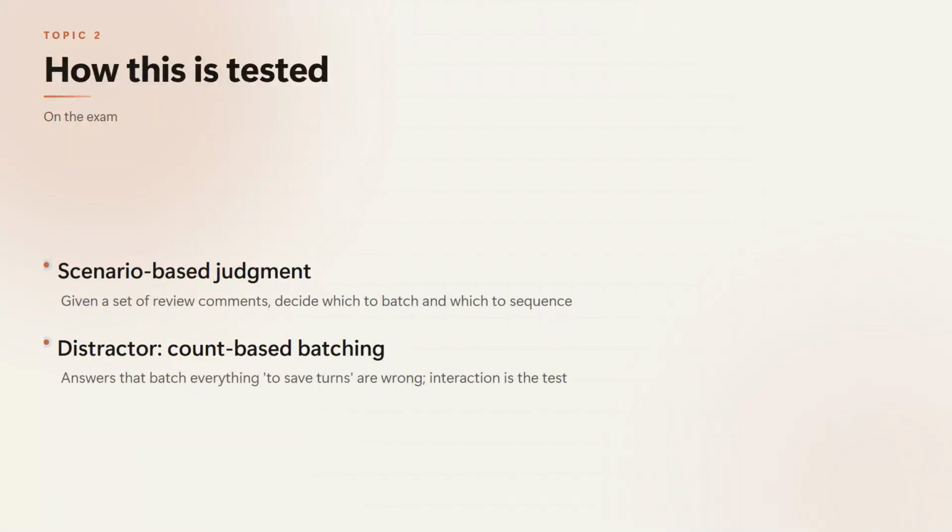On the exam, expect a scenario with a list of review comments and a question about how to deliver them. The distractor is always the same, an answer that batches everything to save turns. That's wrong because it ignores interaction. The correct answer will batch the ones that touch the same logic and sequence the rest. The test is whether you ask, "do these fixes interact?" not "how many are there?" This is testcraft. They want to see if you've internalized the principle or just memorized a rule of thumb.